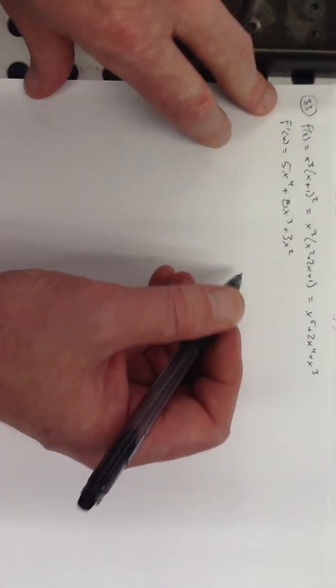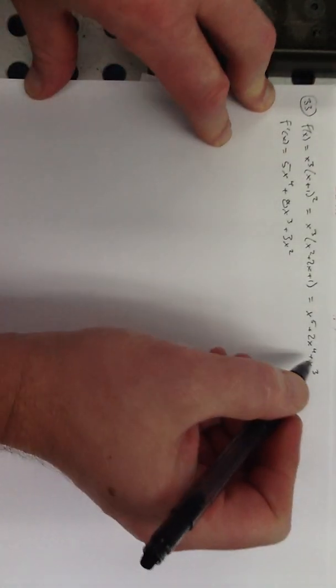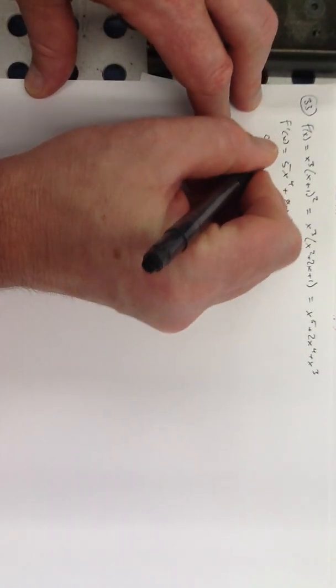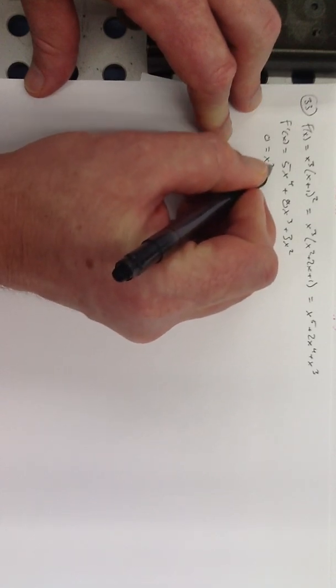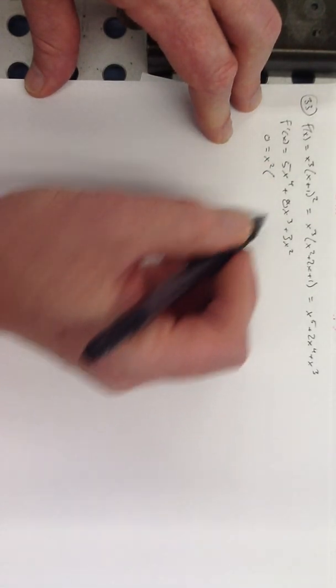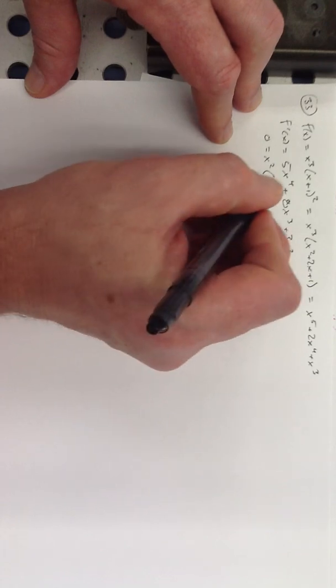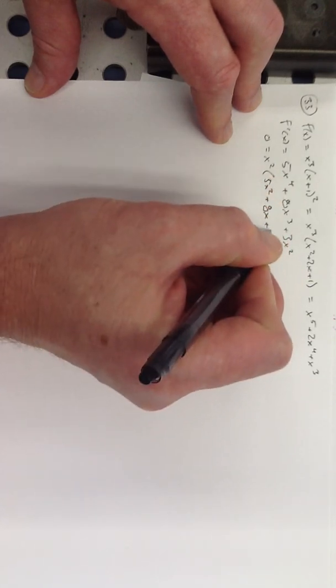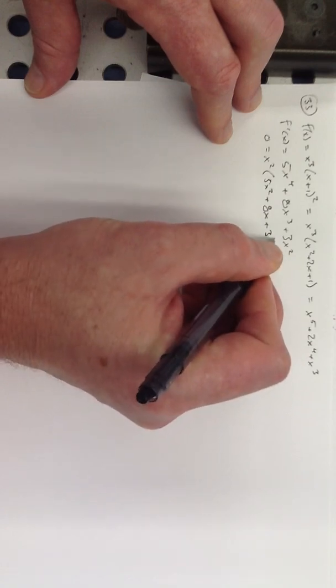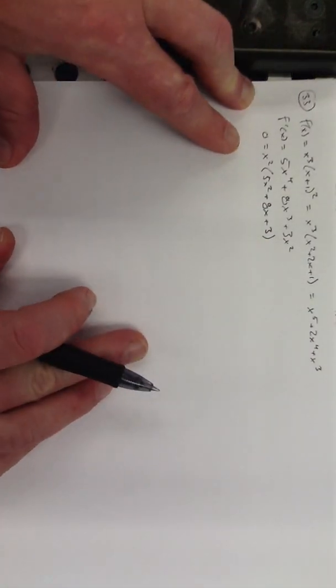All right, that doesn't look like very pretty numbers for factoring purposes, but who knows? Let's see. So I'd like to know where this is 0 or undefined. It's not going to be undefined anywhere, but maybe 0. So I got x squared. It's definitely going to be 0 when x equals 0. And then I got 5x squared plus 8x plus 3. Oh, sure enough, that does factor, doesn't it?